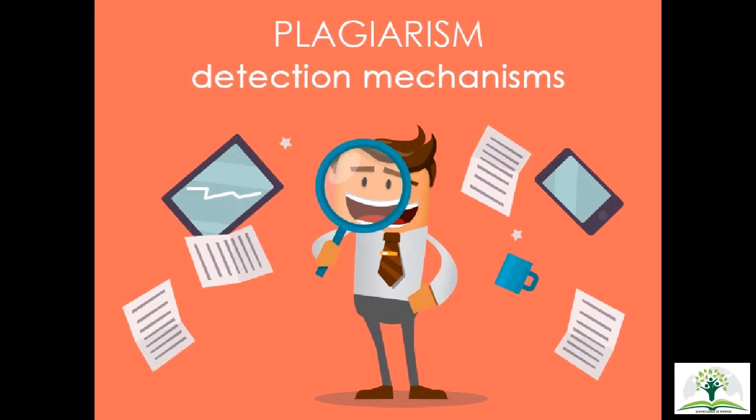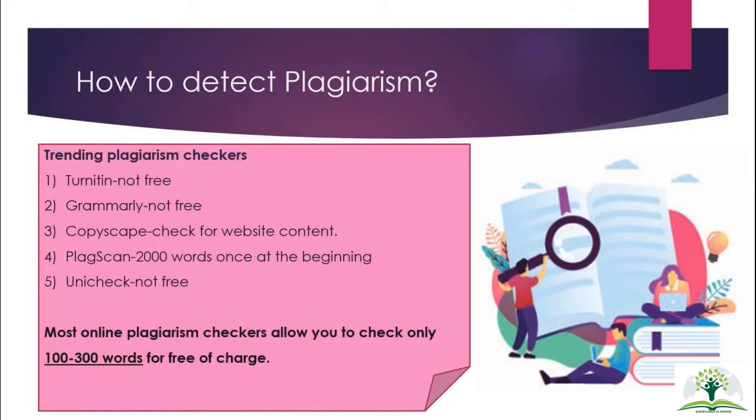The solution is, there are ways to check the degree of plagiarism in your own document before submitting. One way is to upload your documents to one of the online plagiarism checking websites. These are trending online plagiarism checkers, but either you have to pay for checking your whole document, or the free version will only check 100 to 300 words at a time. So clearly this wasn't a good option for me. Let me show you how few of these work.